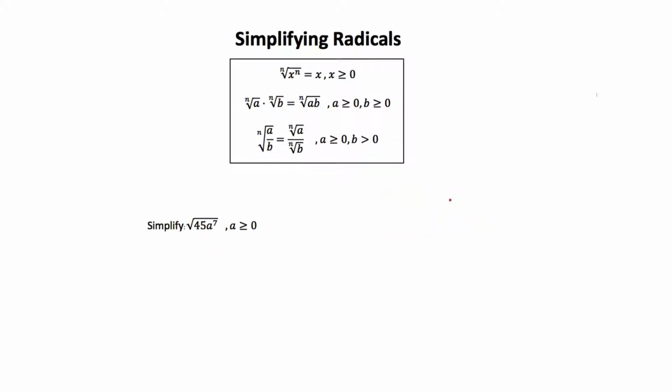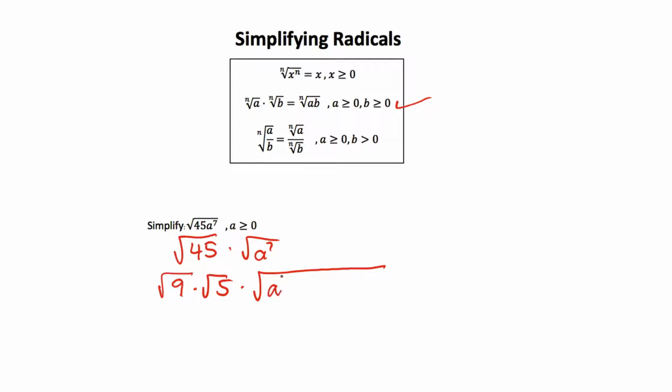All right, so let's get on with the simplification process. We want to look for perfect squares in our radicand. So let's begin by breaking this radical up as root 45 times root a to the 7th using our multiplication property. And perfect squares that divide into 45, 9 would be the largest perfect square, which would leave us with 5. And a to the 7th could break up as a to the 2nd times a to the 2nd times a to the 2nd times a, which I could further break up as so.